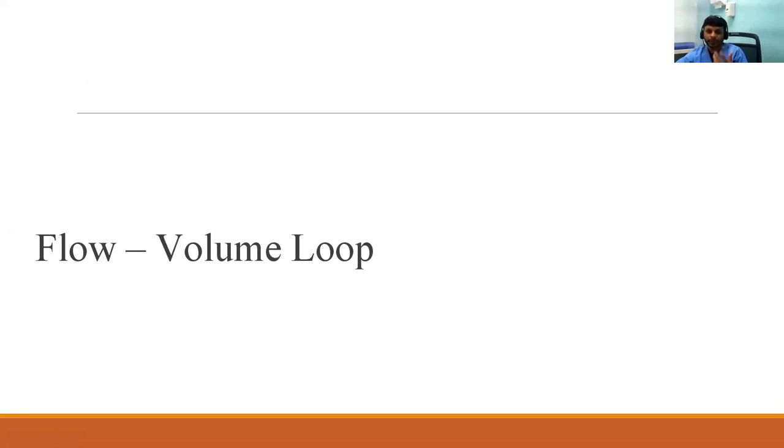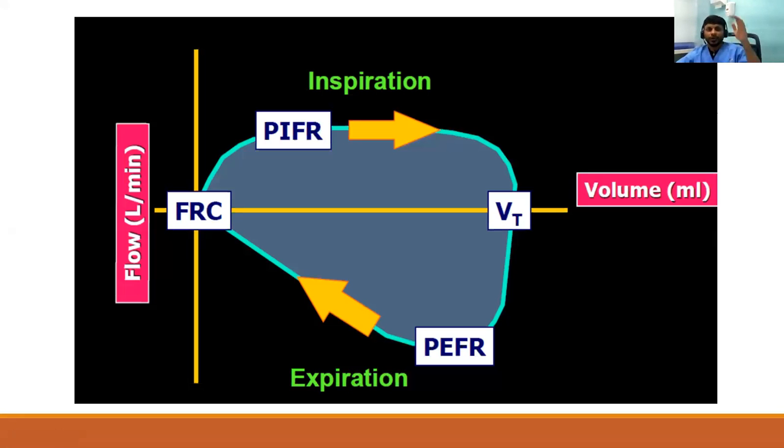When you chart the flow of a baby against the volume that is delivered to the baby, we get to see this flow volume loop. This is a normal breath of a baby. On the y-axis, I have the flow plotted. On the x-axis, I have the volume plotted. By convention, inspiration is generally above, positive, and expiration is below. It can be the other way around. It can be set by us also in the ventilators.